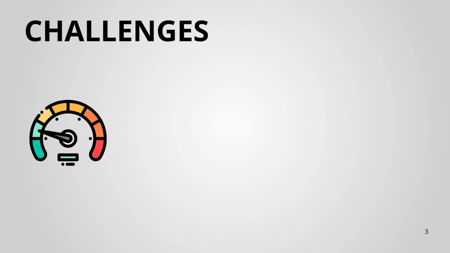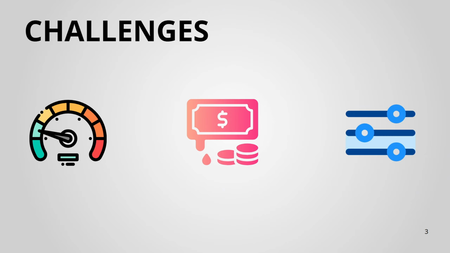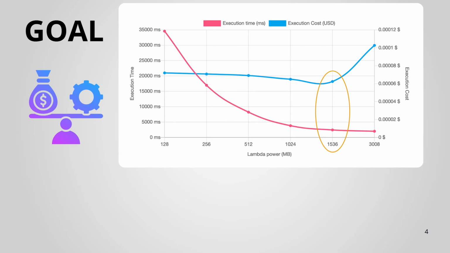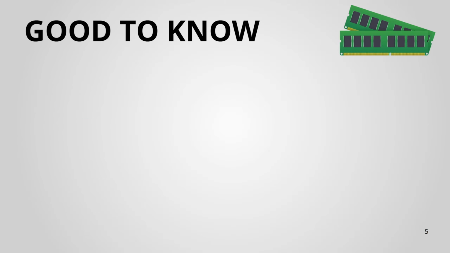Here are the key challenges we'll tackle. First, your functions take too long to execute and compromise user experience. Second, you're over budget and need a way to reduce expenses. Third, you know there's room for optimization, but manually testing different memory settings just isn't realistic. Our goal is to find balance between cost and performance by setting the most efficient memory configuration quickly and with minimal effort.